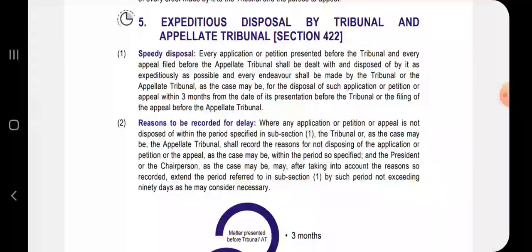It is saying, we know that there are NCLT and NCLAT. Whenever a case has been presented before NCLT or whenever an appeal has been preferred before NCLAT, that is tribunal, appellate tribunal, these two parties, whether it is NCLT or NCLAT, has to dispose this particular case within 3 months from the date it is presented before it. Hope this is clear. If there is any delay due to any reasons, then the tribunal or the appellate tribunal has to record in writing the reasons for delay. Hope this is clear to you.